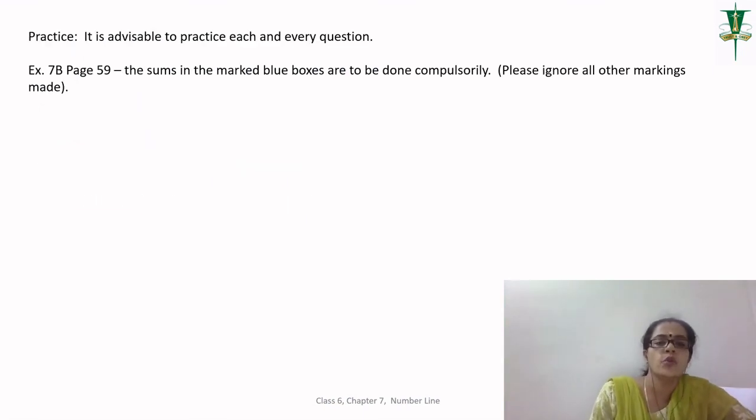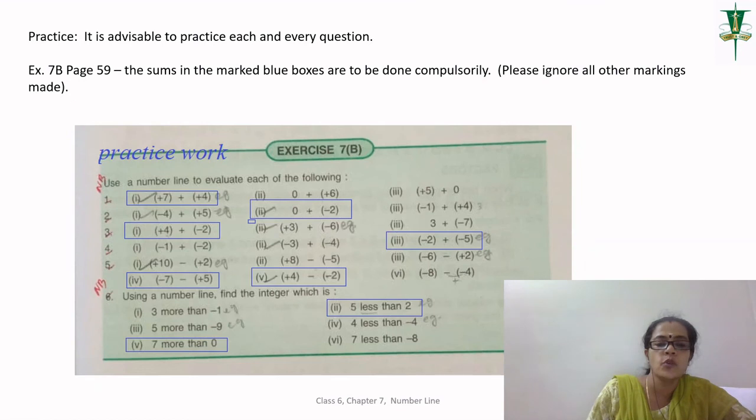Now I have shown you a few sums from the exercise and I expect you to do all of it for practice. But just in case you are not able to do all of them, I have marked out a few sums which are compulsorily to be done. If you've already got your notebooks, you can always do in them. Otherwise, you can do in any other notebook for practice. Just make sure that you do these sums. So when you get back to school and when we meet there, you must be thorough with these topics.